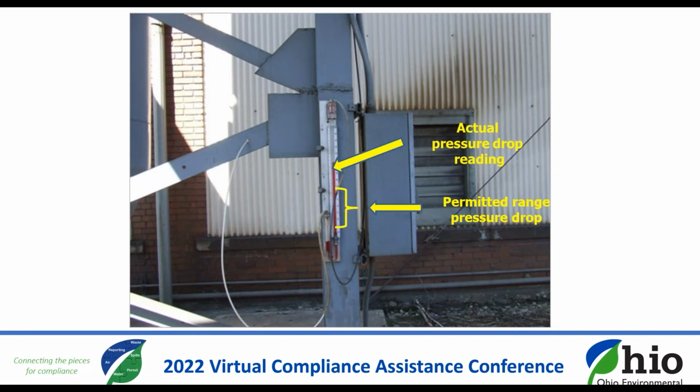In this case, let's say the permitted range was between 2 to 8 inches of water in that water column, and the inspector shows up and it's reading where that upper arrow is at. This would be a point of non-compliance. So this would be potentially a violation. This would be indicative of this baghouse maybe needing the bags shaken. Who knows? It may be something wrong with the water column.